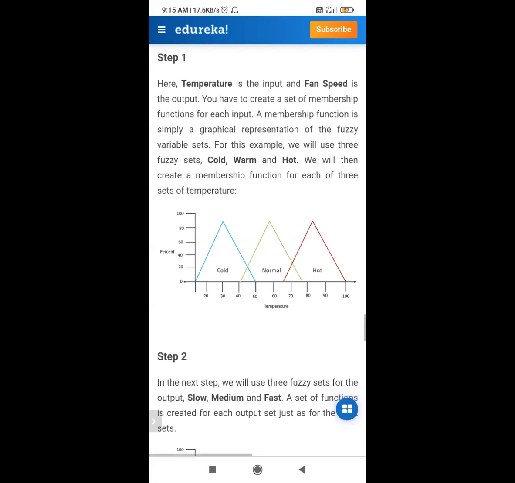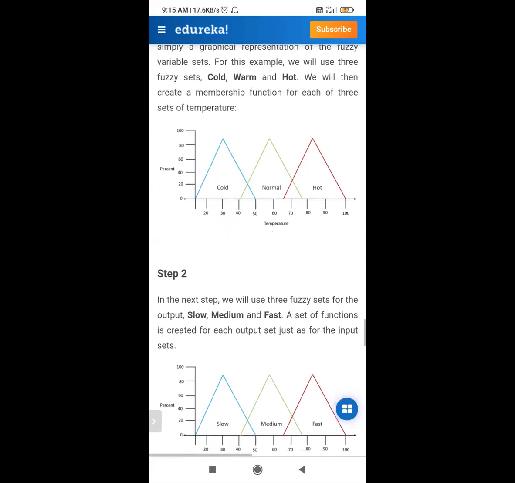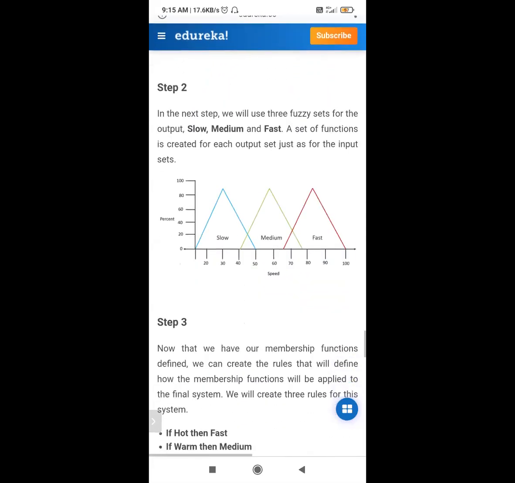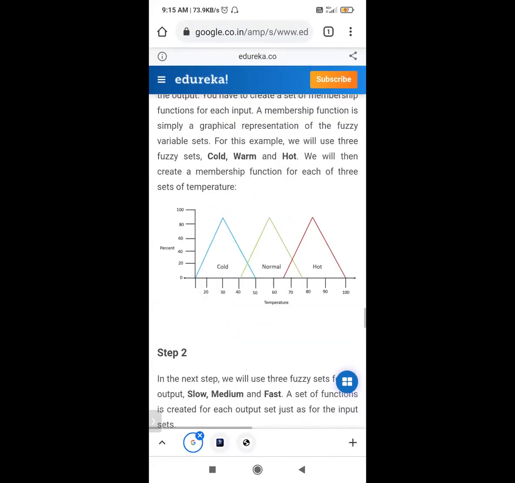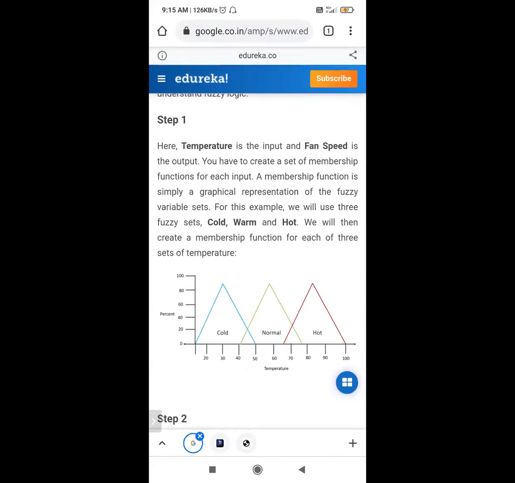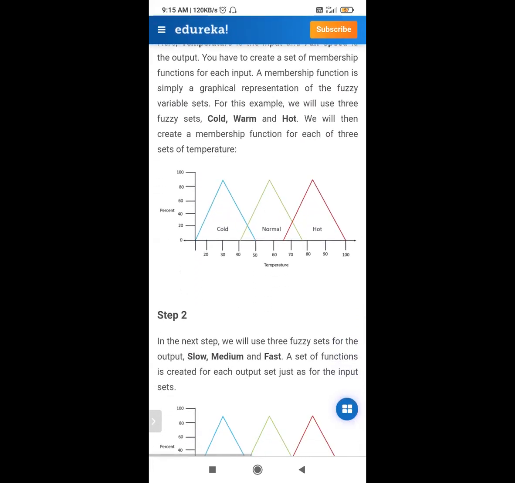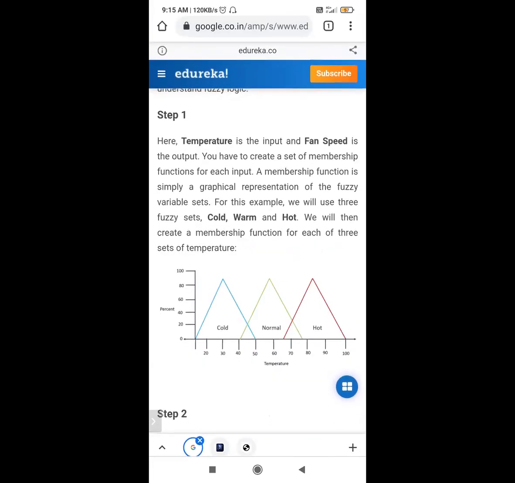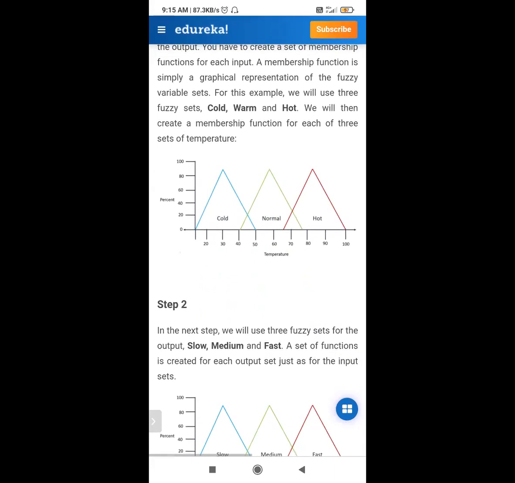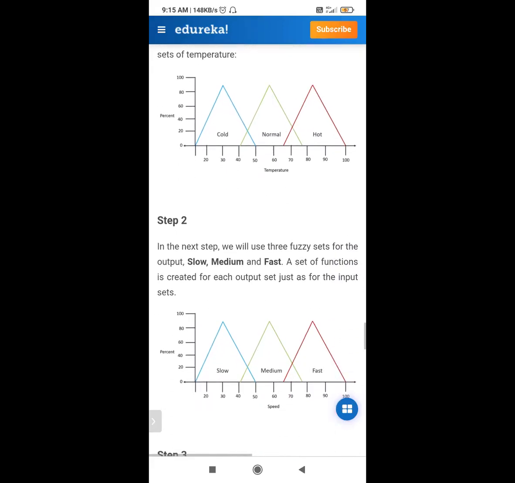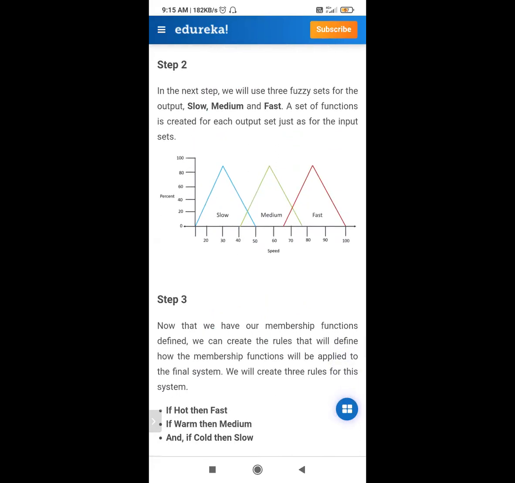Okay, and next one is step number 2. So first we have considered all the membership functions here. Here I'm considering three inputs, that is cold, warm, and hot temperatures. Those are the three fuzzy sets. Next, in step number 2, we will use three fuzzy sets for the output.